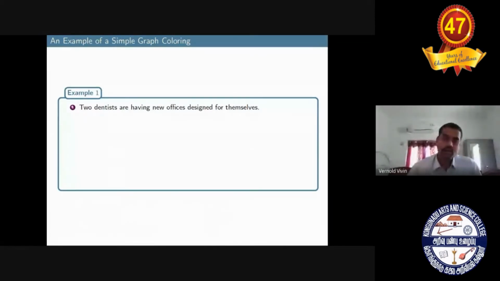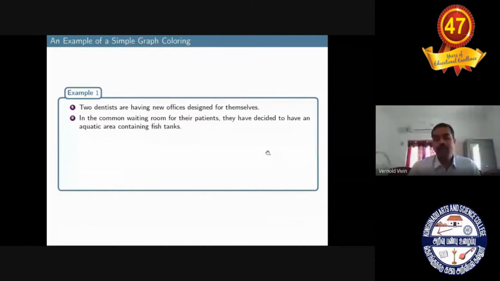So the situation is, two dentists are having new offices designed for themselves. In that office, they have a common waiting room for their patients. The patients will always be sitting in the waiting room wondering when their turn will come and when they can get the treatment and go away. So we have to be patient and wait for our turn. It will sometimes be boring.